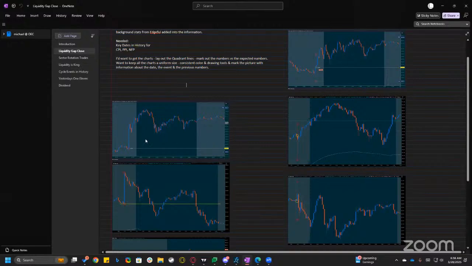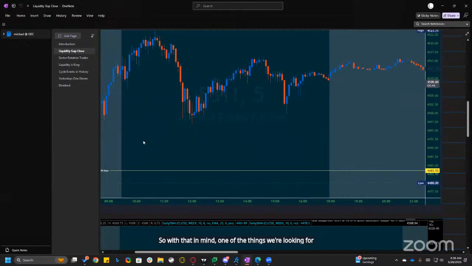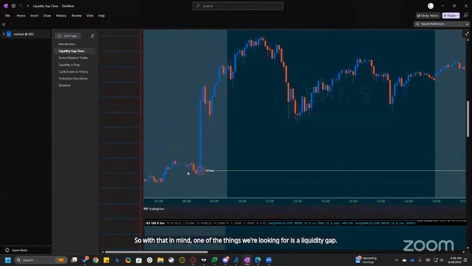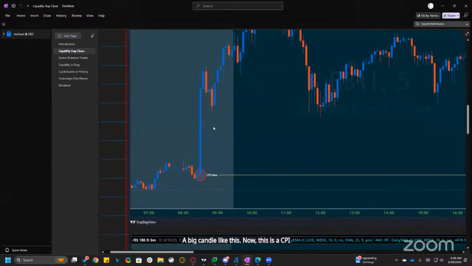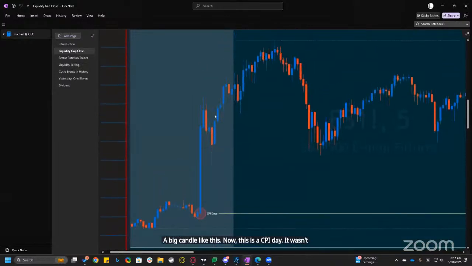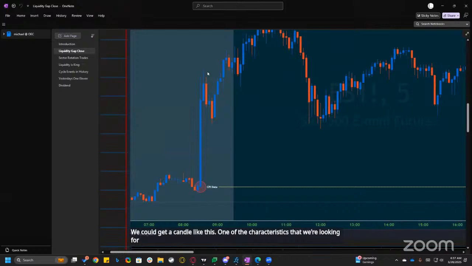So with that in mind, one of the things we're looking for is a liquidity gap, a big candle like this. Now, this is a CPI day. It wasn't like today, but we could get a candle like this. One of the characteristics that we're looking for at 8:30 is that we get a big candle, up or down, doesn't matter. But notice there's no wick going in the other direction.